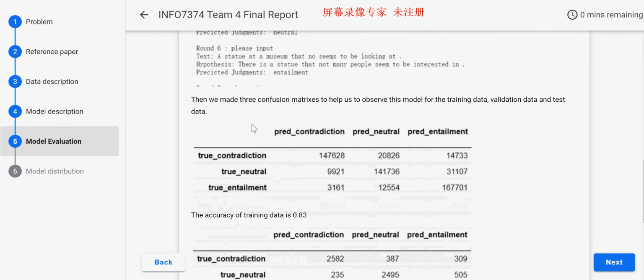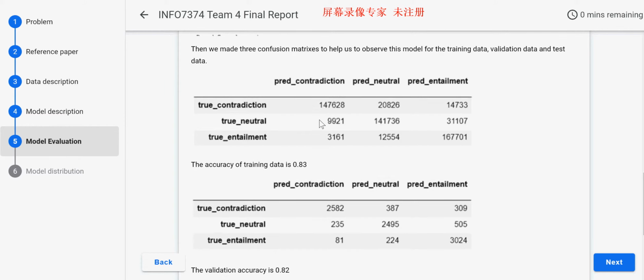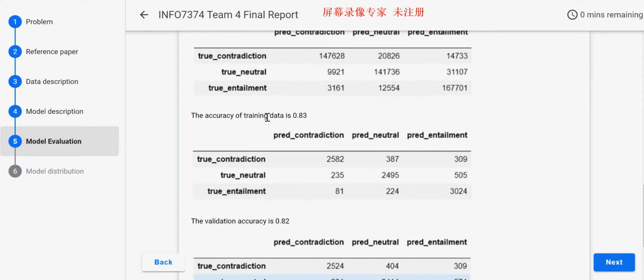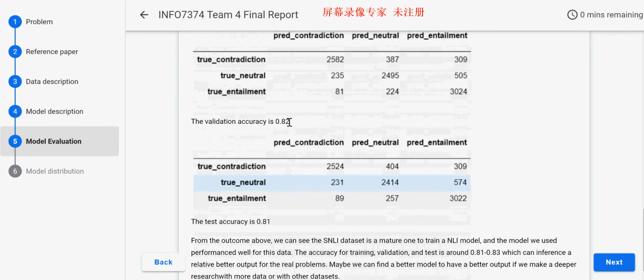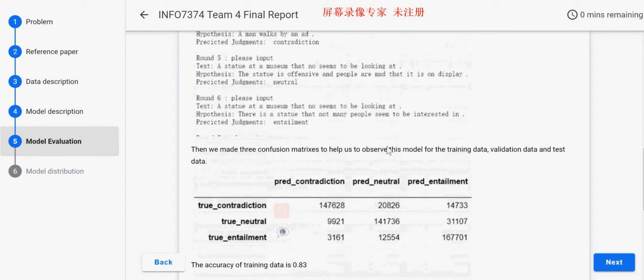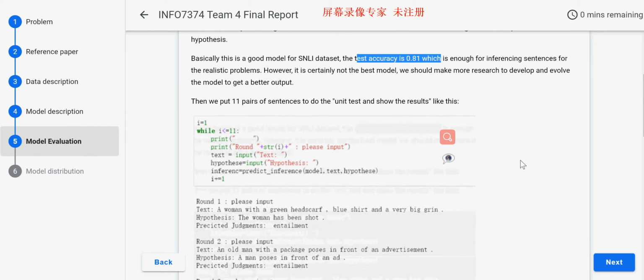Then we made three confusion matrices to help us observe the model for the training data, validation data, and the test data. This is the training data. The accuracy of the training data is 0.83, and the validation data is 0.84. The test accuracy is 0.81. So this is the output of our model.